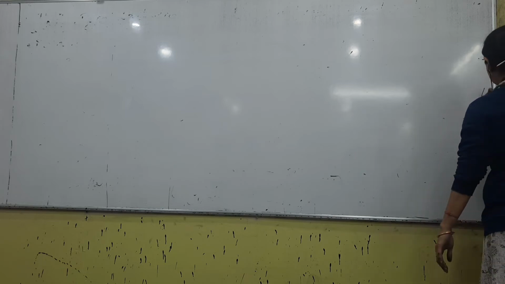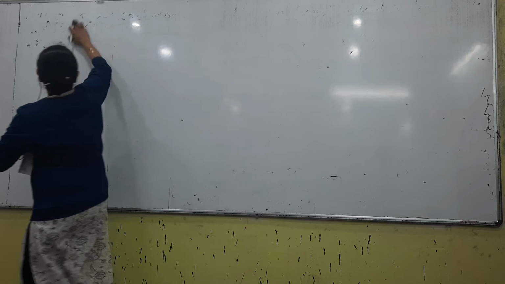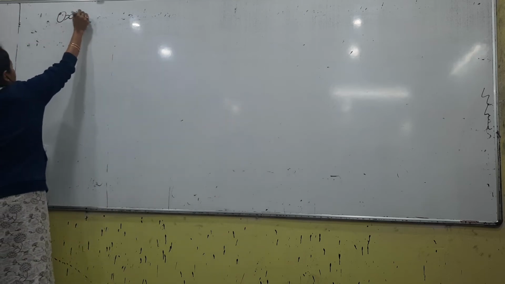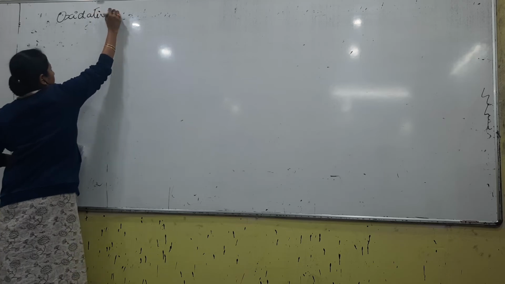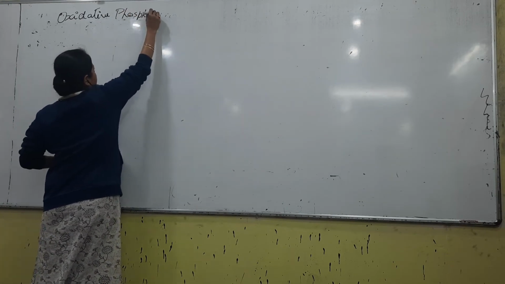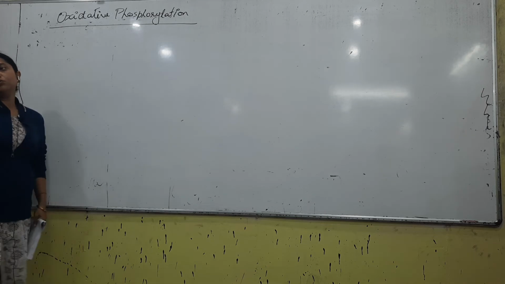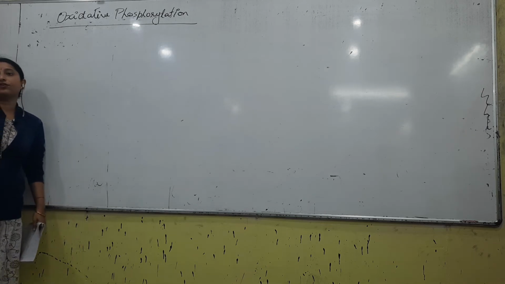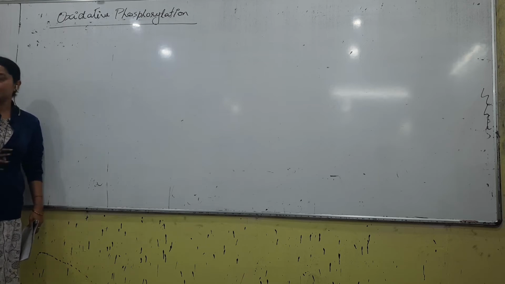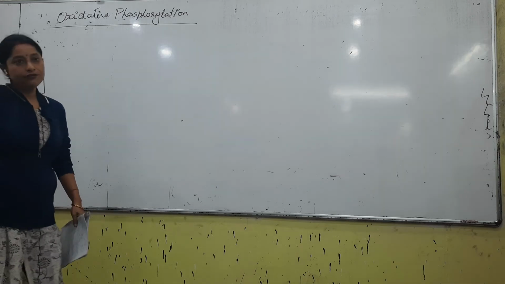Okay, write oxidative phosphorylation. Before starting this, are the two words clear? Oxidative phosphorylation or photophosphorylation? One word is clear, no doubt, right? One is related with photosynthesis, the process of preparation of ATP, and this is related with respiration, the process of preparation or forming of ATP.